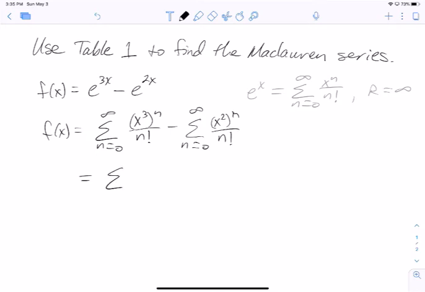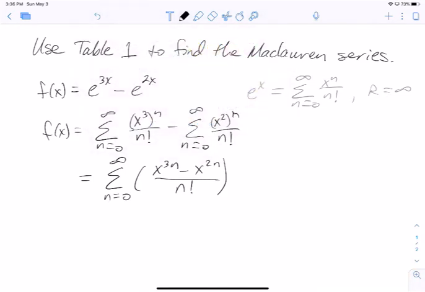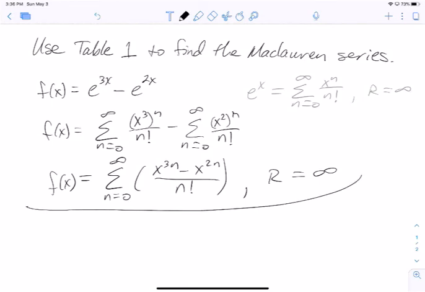Combining these into a single summation expression here, we have the sum as n goes from 0 to infinity of x to the 3n minus x to the 2n over n factorial. And since each of the original expressions had an infinite radius, the radius will still be infinity because adding together two series won't change that.